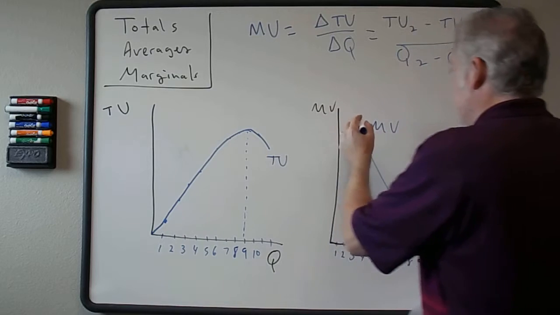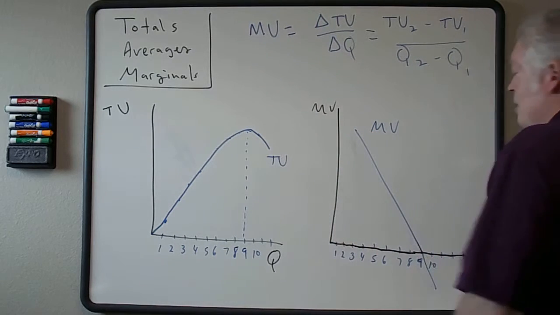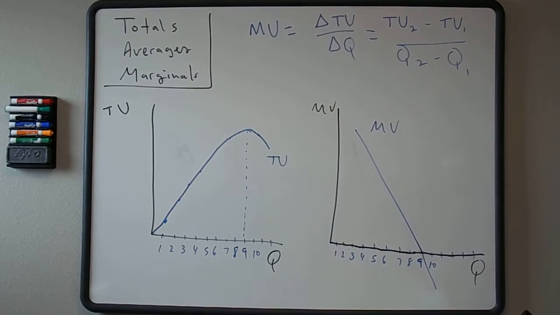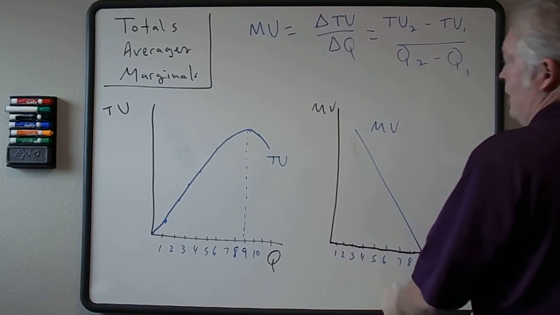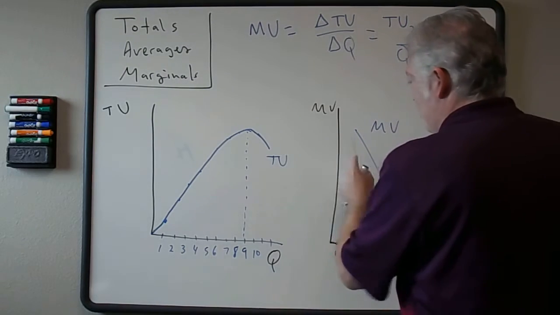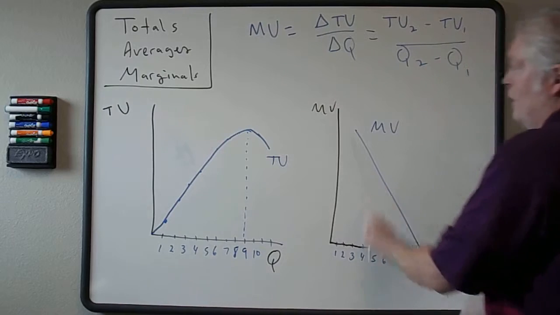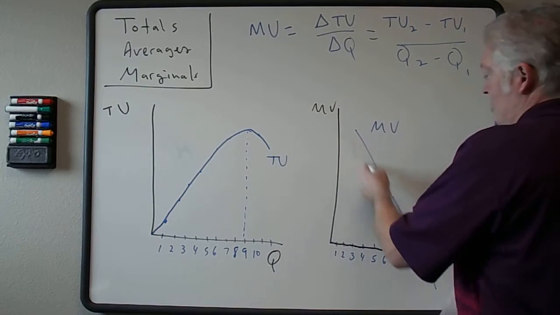And notice that marginal utility actually goes down as we measure from one incremental level to the next. Even though it's still rising and it's still positive, it's positive over here, it's positive over here, it's still a diminishing function.